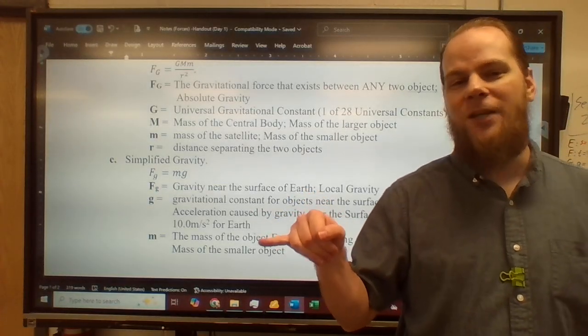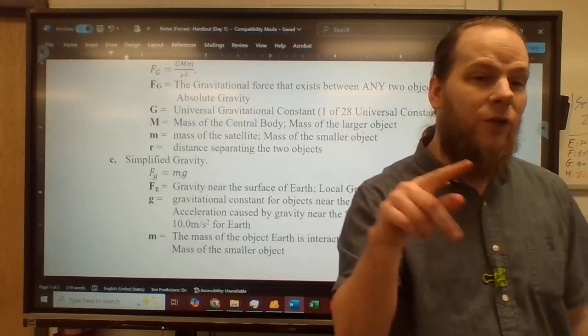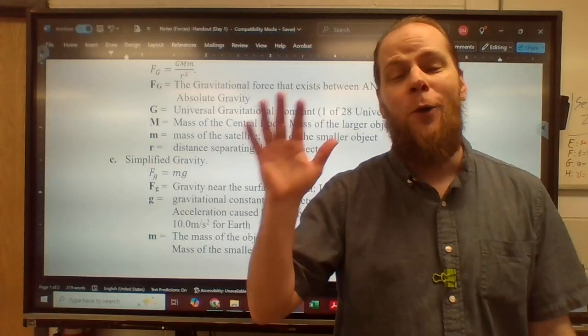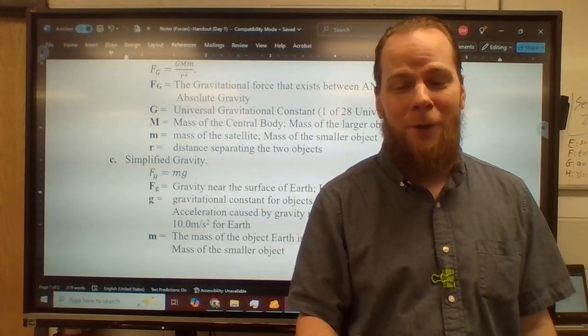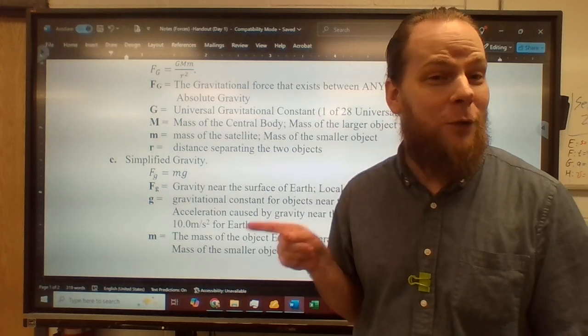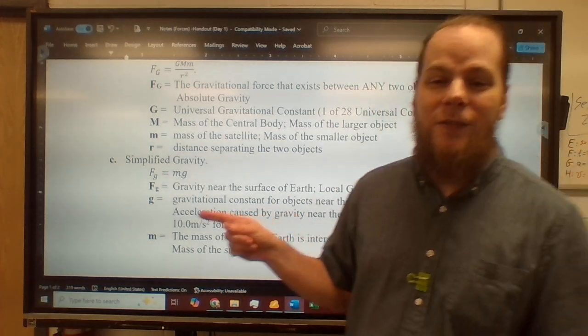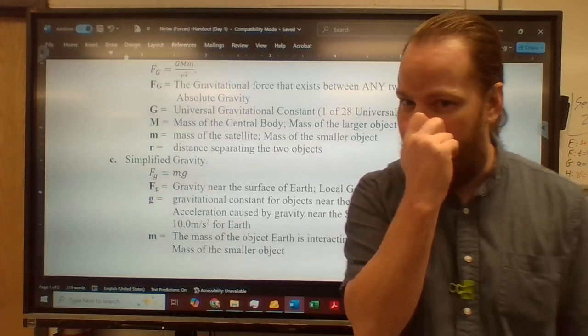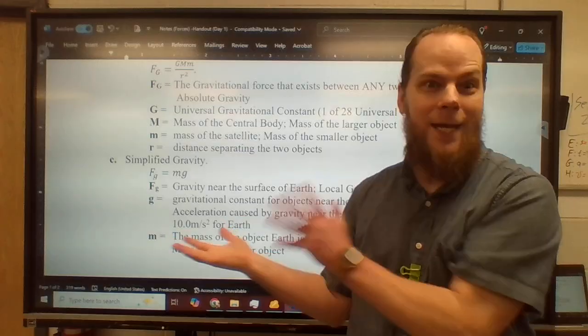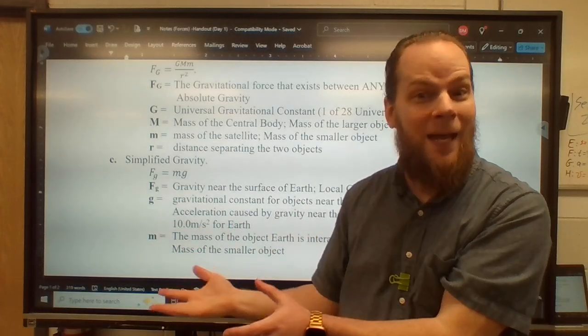It is not actually 10, but we are going to use 10 in this class because 10 is a really, really convenient number. You can do a lot of really easy math with 10. So we're going to use 10. It's actually 10.0 because we want to have 3 sig figs, but yeah, we're going to use 10 because, yay, math is easy when you're using tens.